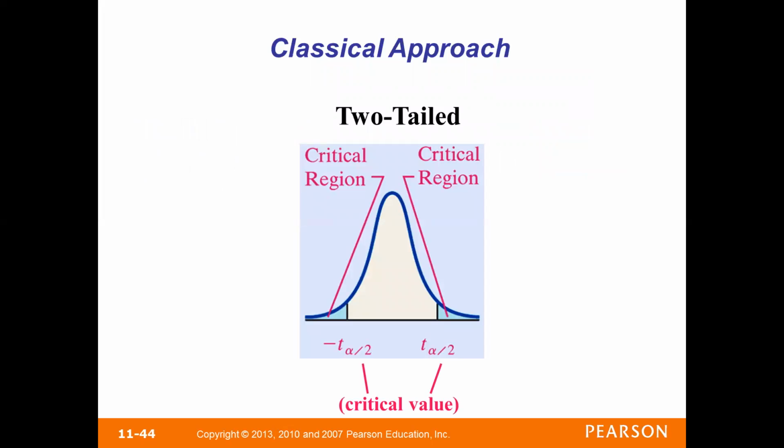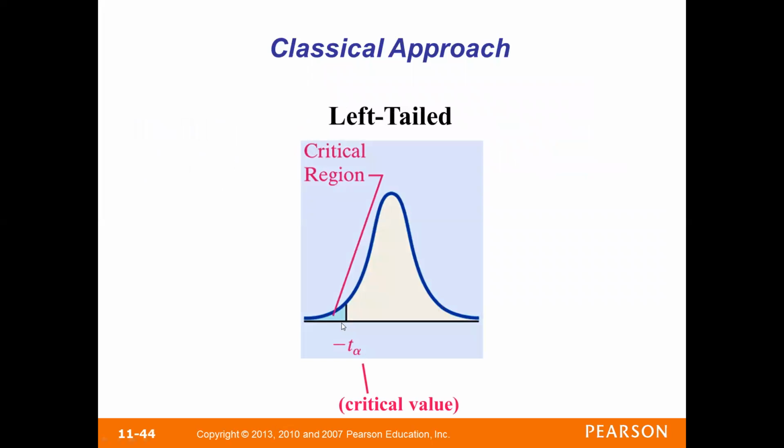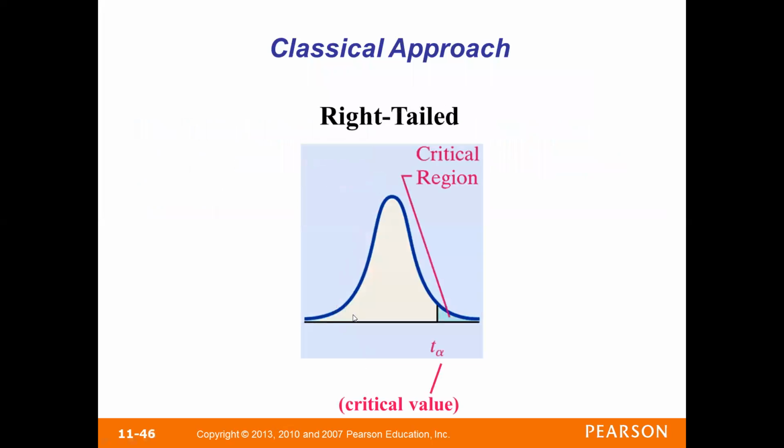We have the same pictures as we had before now, though. If it's a two-sided test, I can either go too far out to the right or too far out to the left. If it's a left-tailed test, I'm only worried about going too far out to the left. If it's a right-tailed test, I'm only worried about going too far out to the right.